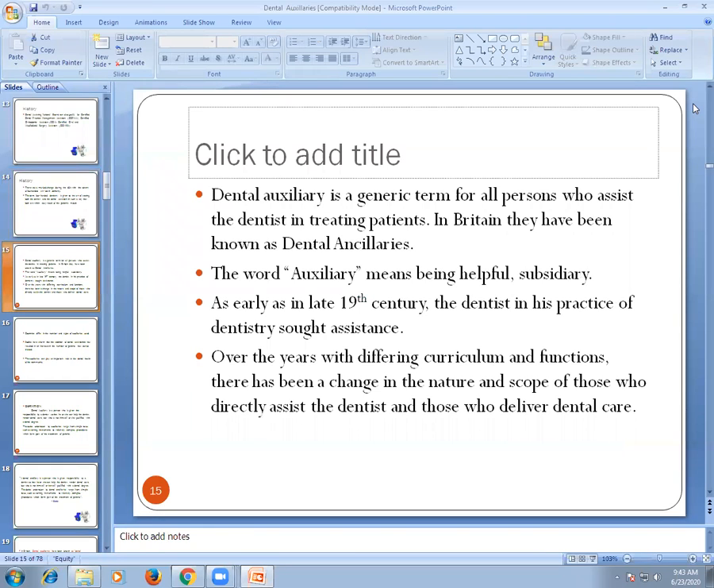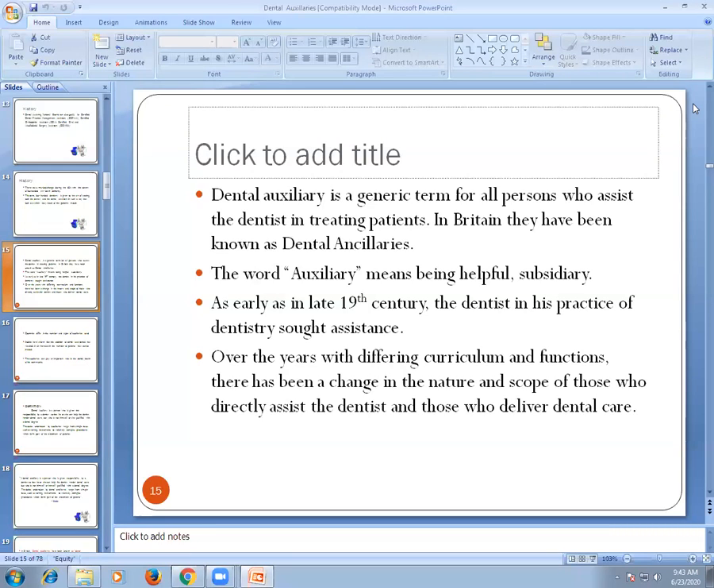Dental auxiliary is a generic term for all persons who assist the dentist in treating the patient. In Britain, they have been known as dental ancillaries. The word auxiliary means being helpful, subsidiary.